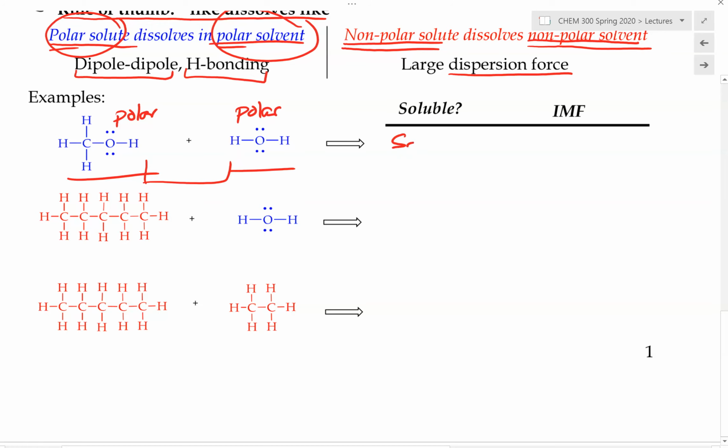So we see that there will be very strong IMF between these two different molecules. So therefore it will be a soluble solution or a miscible solution. And the types of IMF that allow them to interact with each other, in this case, as we mentioned before, are H bonding and the dipole-dipole force.